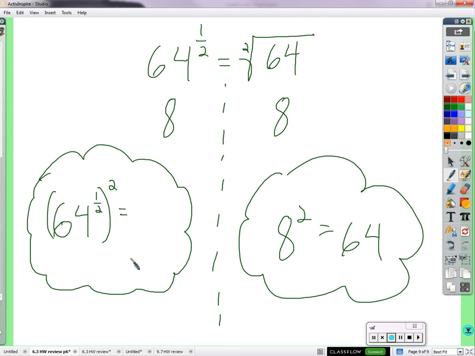So what happens when I raise 64 to the 1 half to the 2nd power? I multiply the powers together, right? What's 1 half times 2? 1. So again, if I square this number, I should get 64. Well, the only number that I can square to get 64 is 8. Once again, we've shown that it must be 8. For the same line of reasoning, the square root of 64 and 64 to the 1 half have to be the same thing, because they have to multiply by themselves to get this number right here, 64.